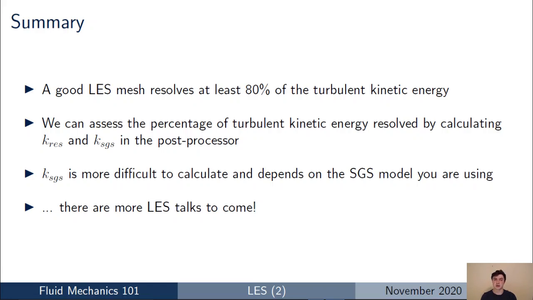And of course, of these two quantities, the resolved turbulent kinetic energy is reasonably easy and straightforward to calculate, but the subgrid scale turbulent kinetic energy is more difficult to calculate because it depends on the subgrid scale model that you've been using.